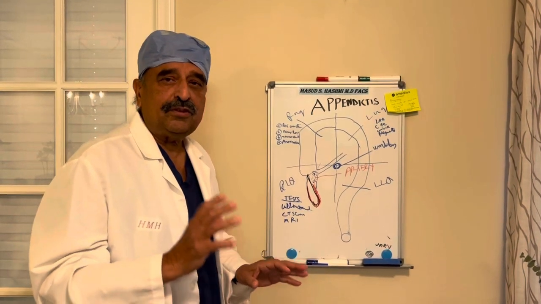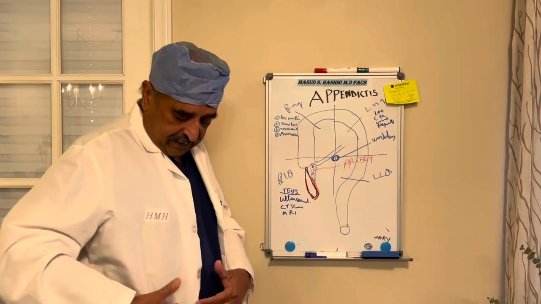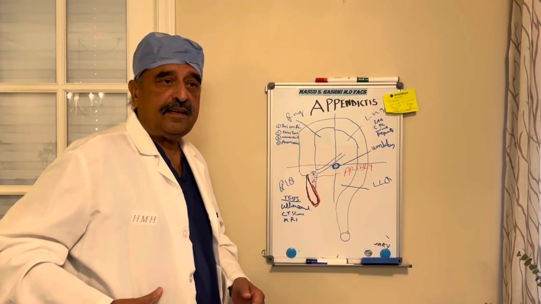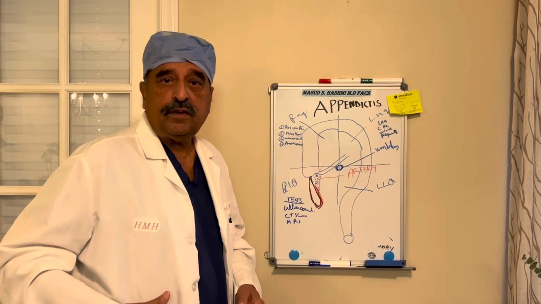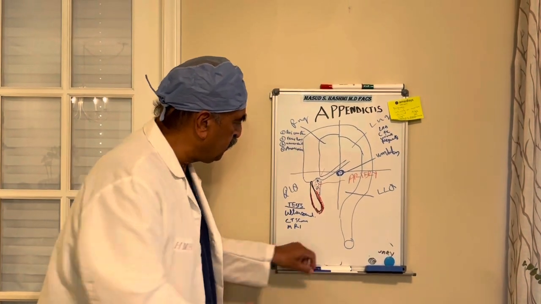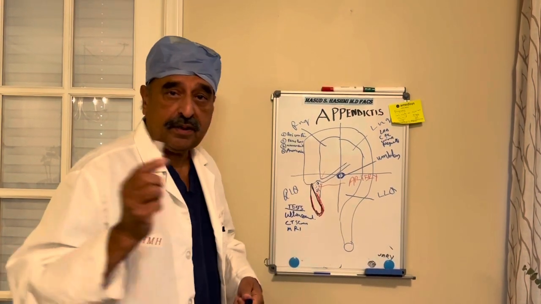So abdominal exam is so important. You have to see where the tenderness is. Usually the tenderness is point tenderness over McBurney's point. McBurney's point is an important exam question.